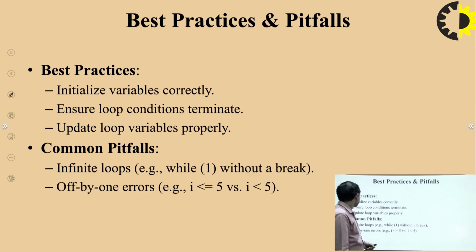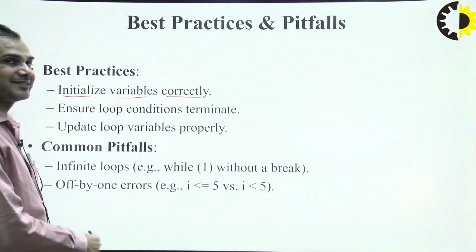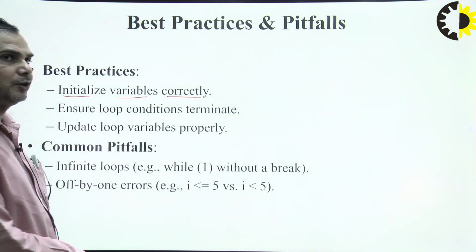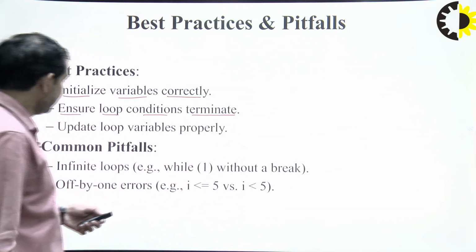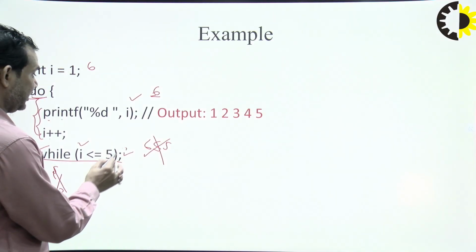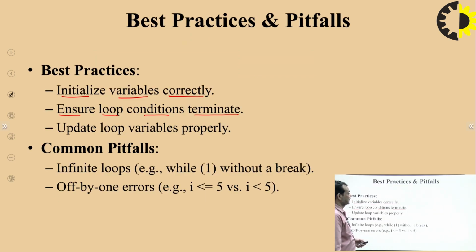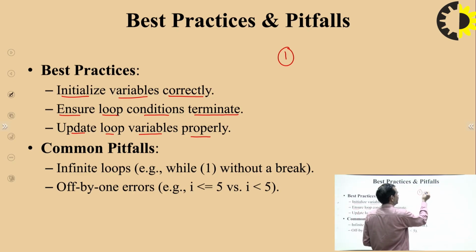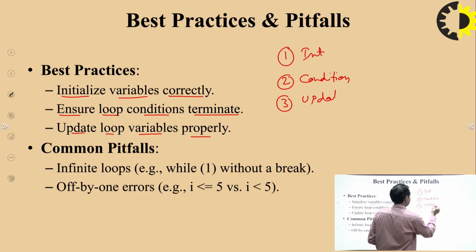Now the best practices. Firstly, we have to initialize a variable correctly. If we do not initialize a variable correctly, the loop cannot work properly. Ensure loop conditions are terminated. If we do not use the semicolon here, it will not terminate properly. And last, update the loop variable's value properly. So basically we discussed only three parts: initialize properly, check the conditions correctly, and update the value properly.